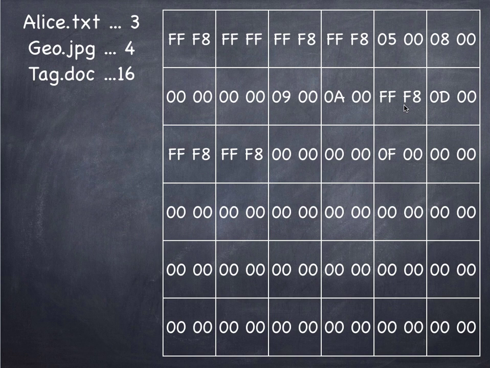Tag.doc is in 16. So 0, 1, 2, 3, 4, 5, 6, 7, 8, 9, 10, 11. And this is 16. The 16 says go to 15, and 15 has 0. But what did I say 0 meant? 0 means unallocated. This file is corrupted. It doesn't have a link, and it would not be opened successfully.